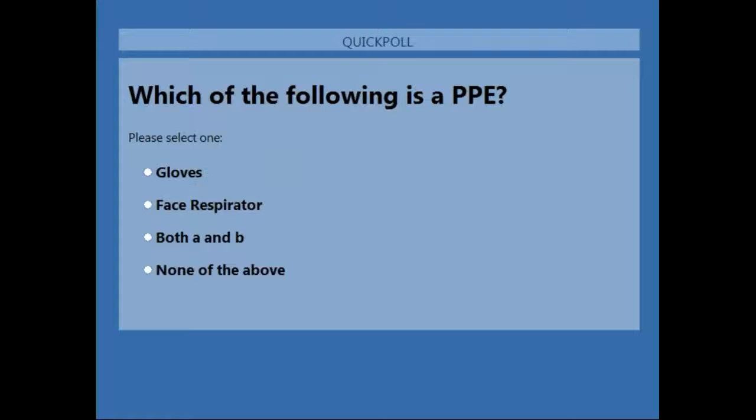Which of the following is a PPE? The options are gloves, face respirator, both A and B, or none of the above. Give everyone about 20 seconds.